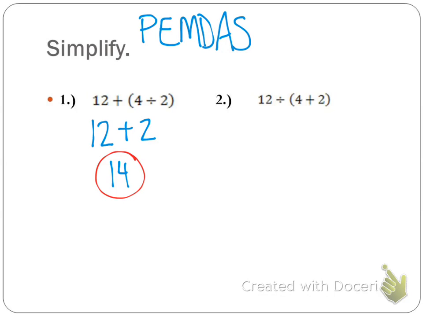All right, number 2, we've got the same numbers, but just a slightly different problem. What's the first thing I should do here? First thing I should replace? Keon again. The addition, because it's in the parentheses. So we need to replace the 4 plus 2. 4 plus 2 gets replaced with a 6. Everything else stays the same.